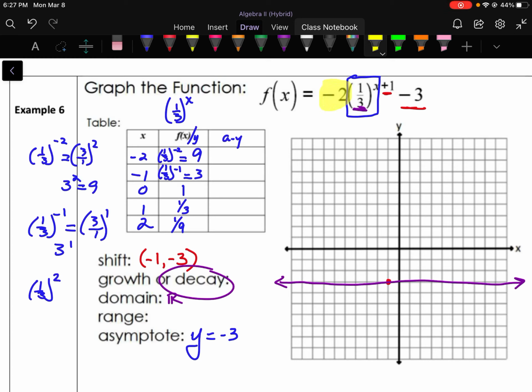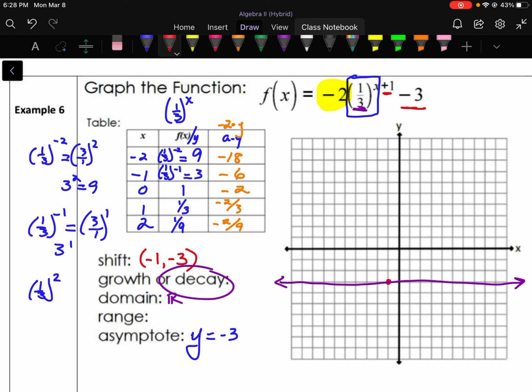Now here, like I said, we have everything we want. We have an a value this time. So now we have, let's pick a different color, -2 times that y value. All those y values we just wrote down, now we've got to multiply them all by -2. So 9 times -2 is -18. This would be -6. This would be -2. This would be -2/3. And -2/9.